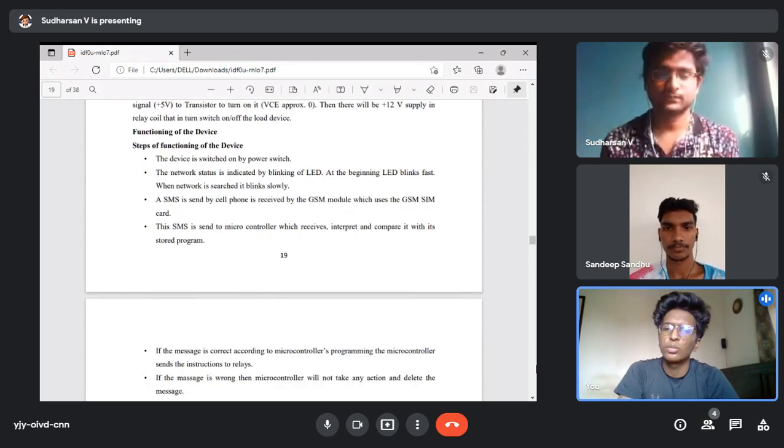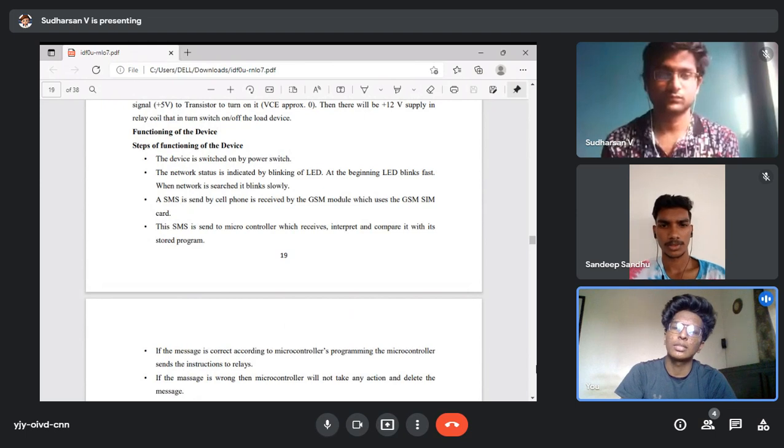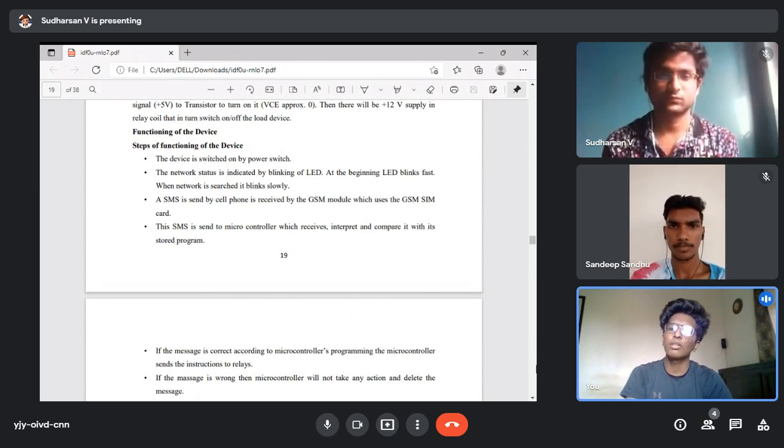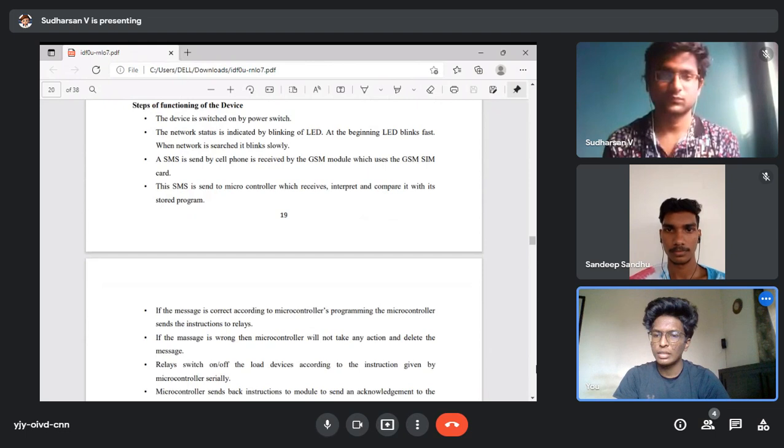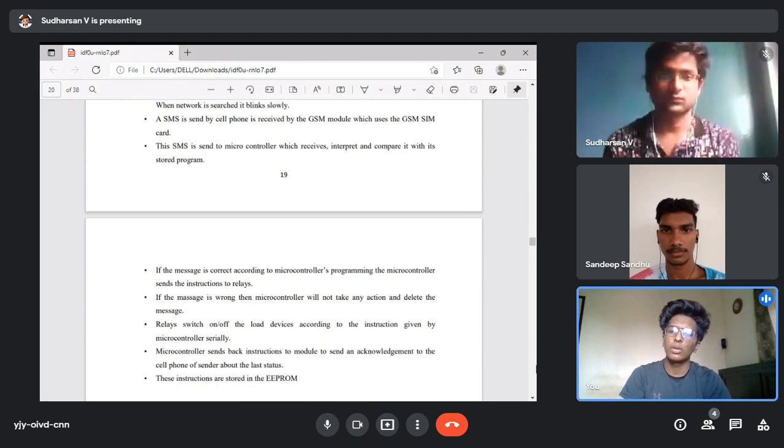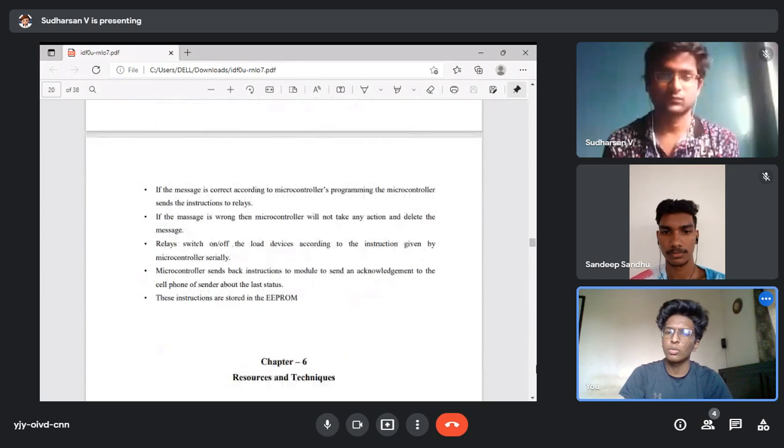The device is switched on by the power switch. The device's status is indicated by the blinking of the LED. At the beginning, while the network is searching, the LED blinks slowly. Next, if the message is correct, the microcontroller program sends the instruction to the device.